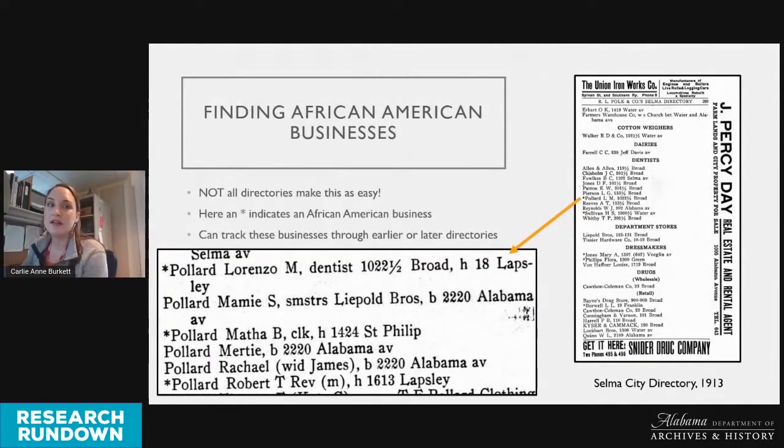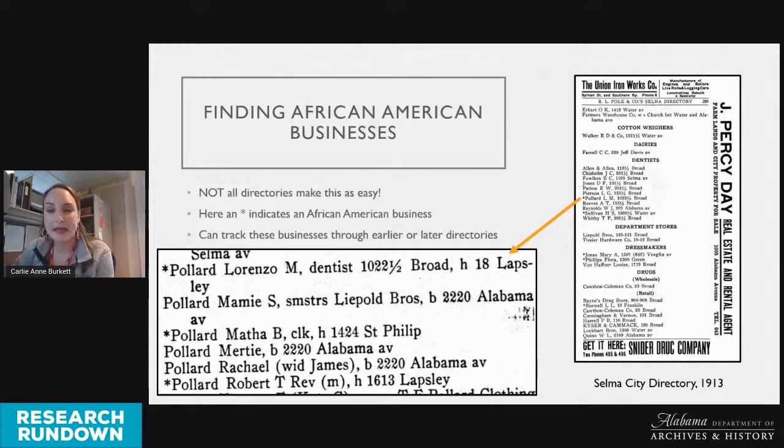So, how do we find some businesses that African Americans started? Some directories will offer a distinction between African American businesses and those that were started by white people. That will often be advertised in some way in the directory. However, not all of them do this. A great example is the Selma City Directory from 1913. It places an asterisk beside African American business owners.